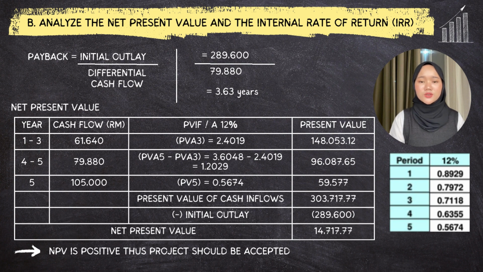Adding these together, the total present value of cash inflow is 3,777 cents. Now, subtracting the initial outlay of 289,600 from the present value of cash inflow, we get an NPV of 14,770.77 cents. Since the NPV is positive, this project adds value and is worth pursuing.